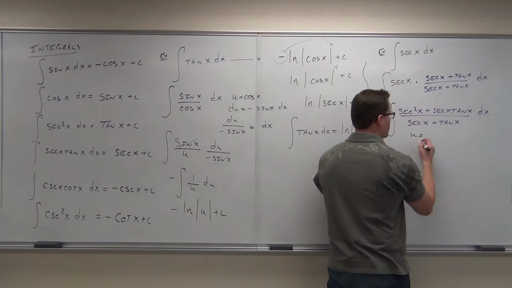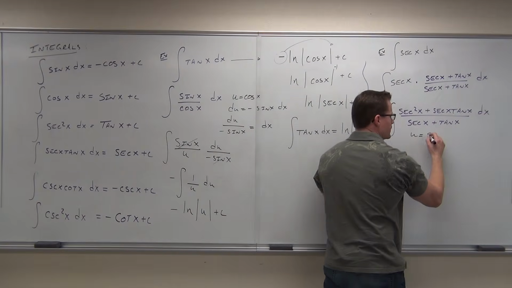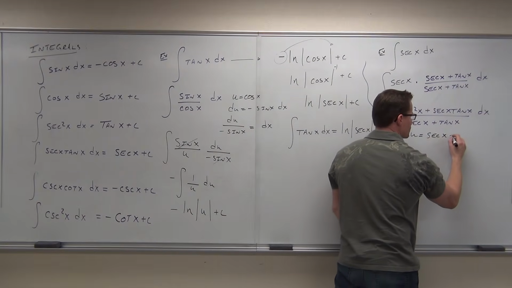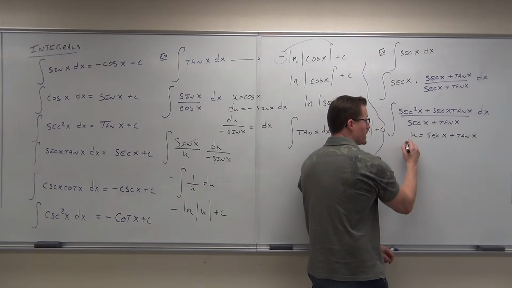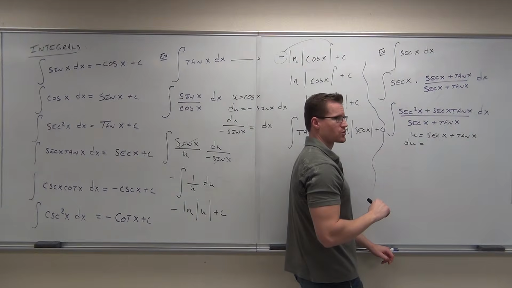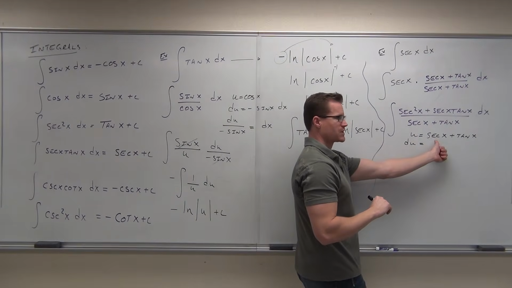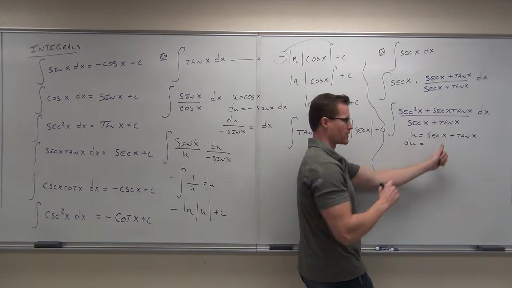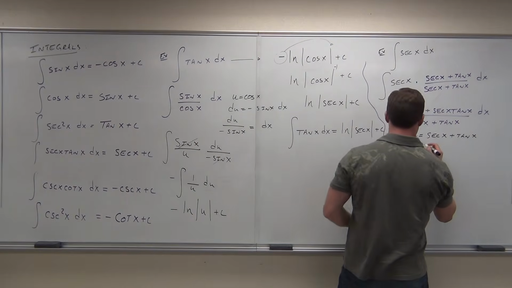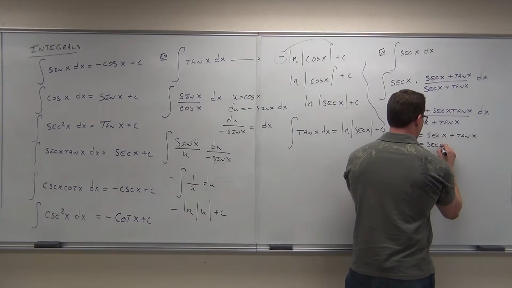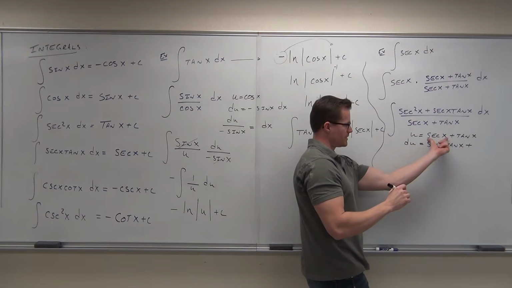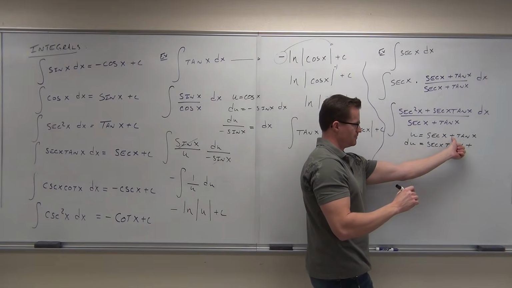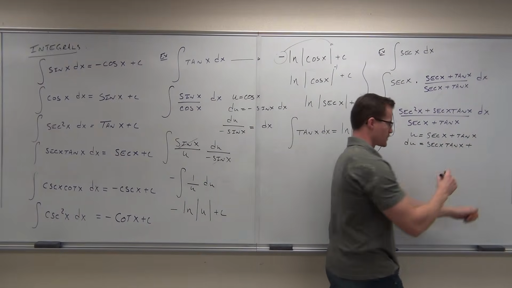So if we do u equals the denominator, secant x plus tangent x, and we do a derivative, again, let's try this. Derivative of secant x, everybody, what is that? Secant x tangent x times, very good, plus, that's right, secant squared.